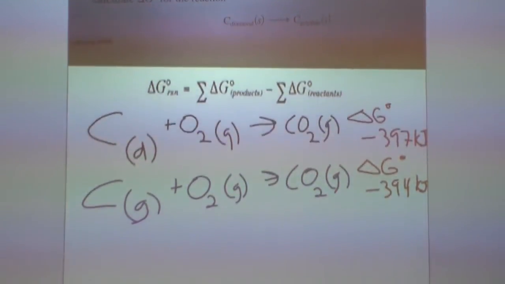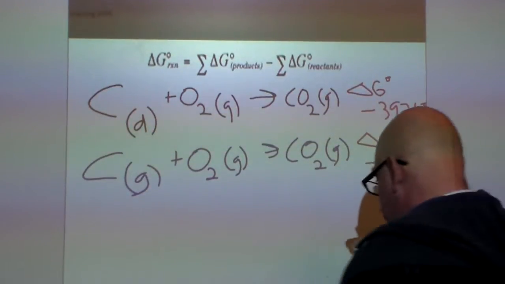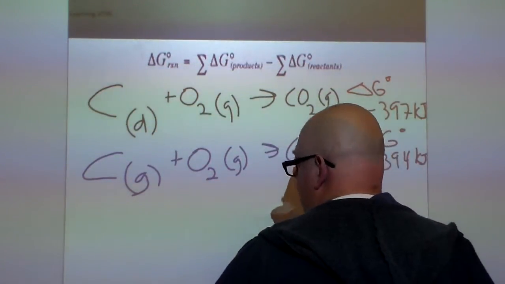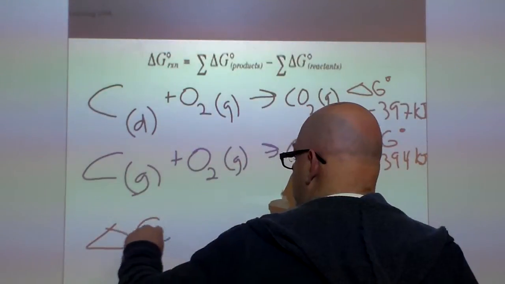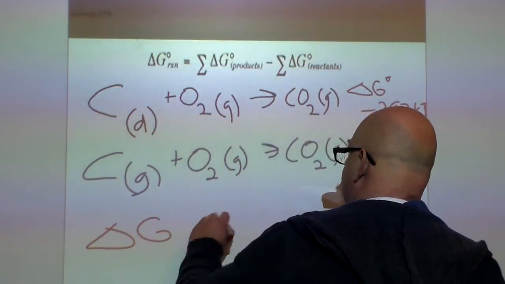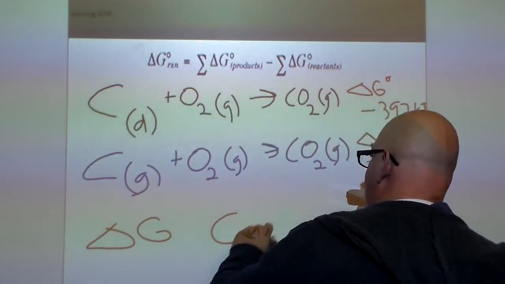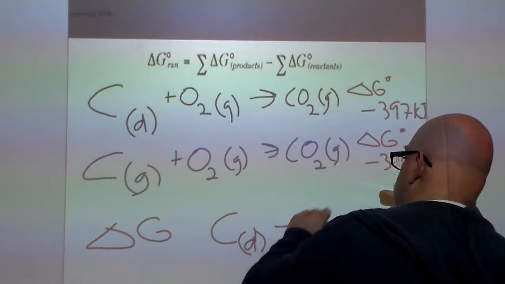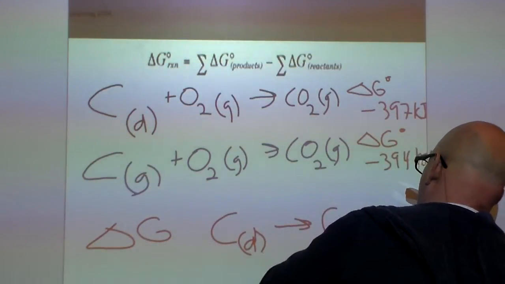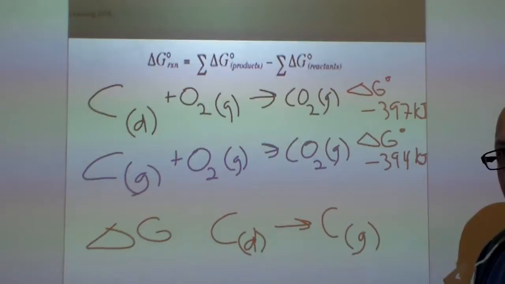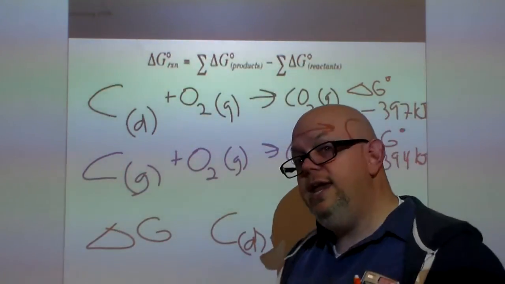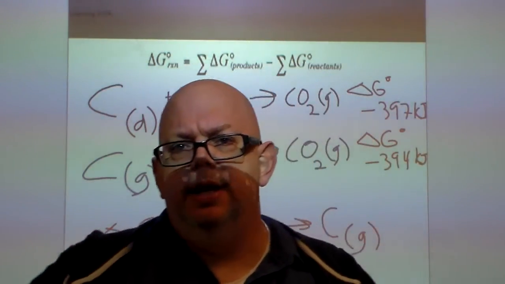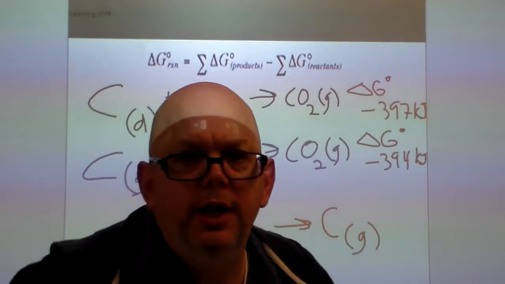So this is the information that we have, and we need to calculate the delta G for the reaction. We're trying to find, ladies and gentlemen, the delta G for the reaction of carbon in the form of a diamond as it goes to carbon in the form of graphite. That's what we're looking for. And is it spontaneous or is it not spontaneous? That's what we're shooting for here.